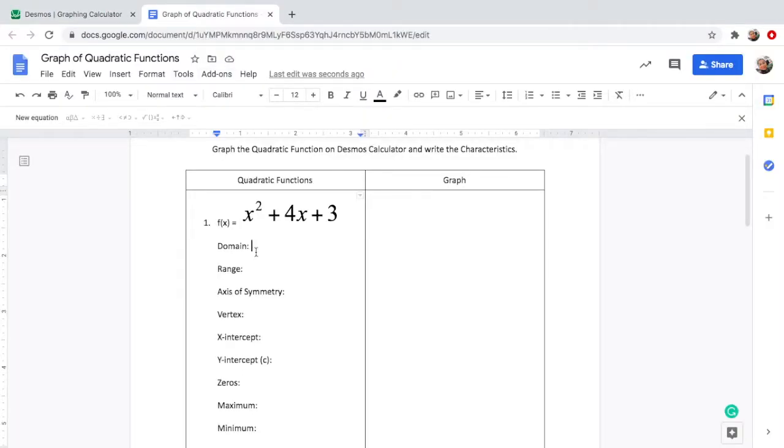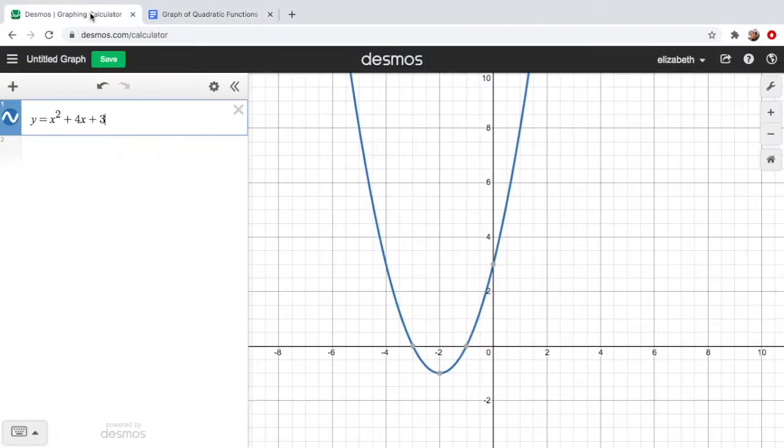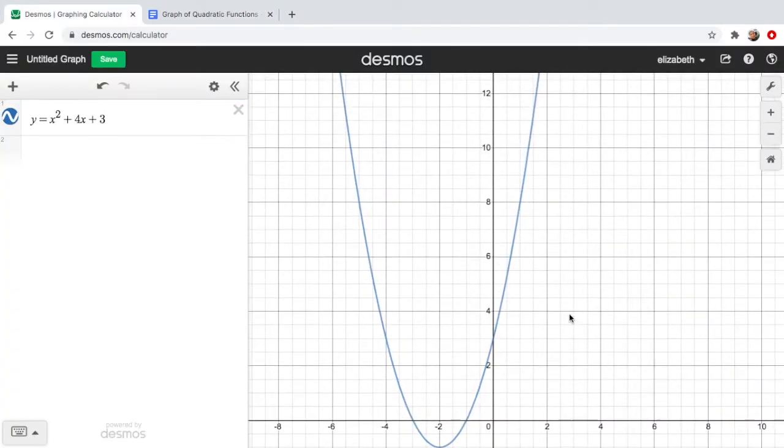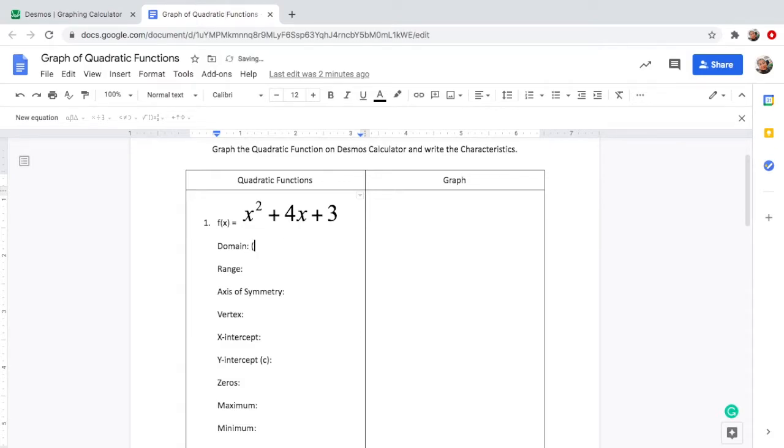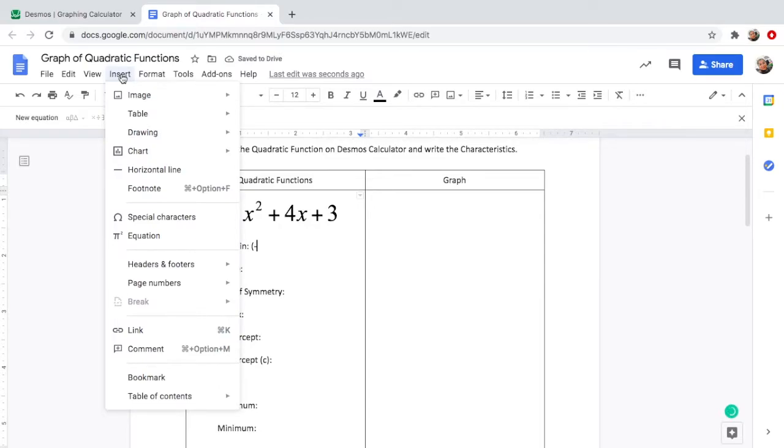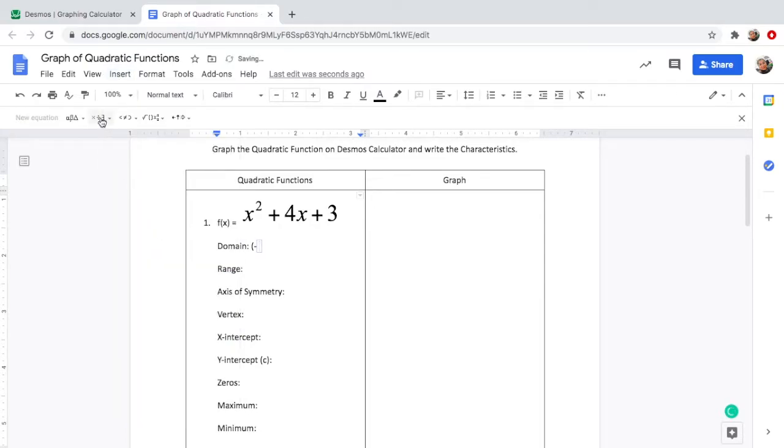And the first characteristic is the domain and the range. As you can see in the graph, both ends are increasing. So therefore, our domain is from negative infinity. If you are using Google Docs, please click equation and you can find the infinity symbol over here, to positive infinity.